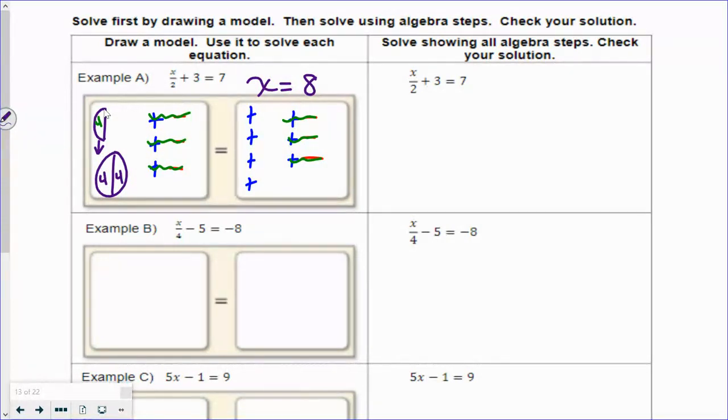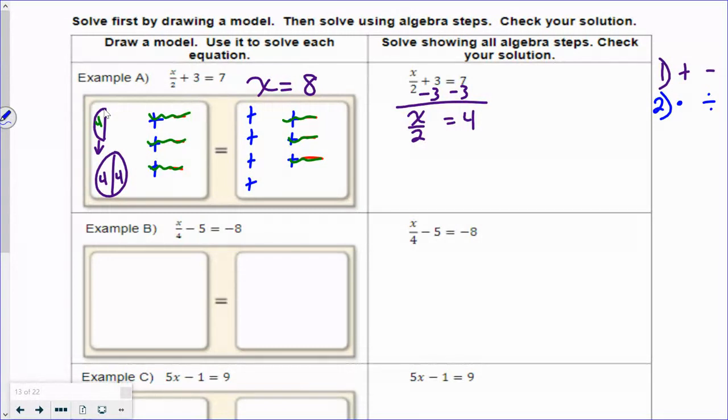We have to get rid of that constant. Okay? So first, I'm going to get rid of our addition or subtraction using our inverse operation. So I have to subtract 3 on both sides. That leaves my x divided by 2 equals 4. Then we must always undo multiplication or division using the inverse operation.